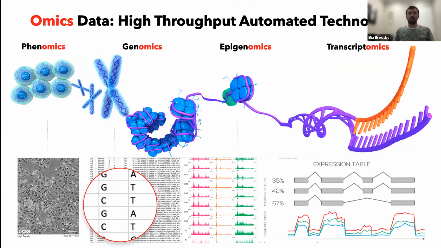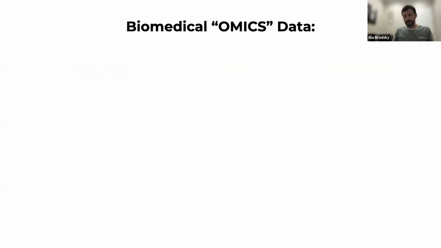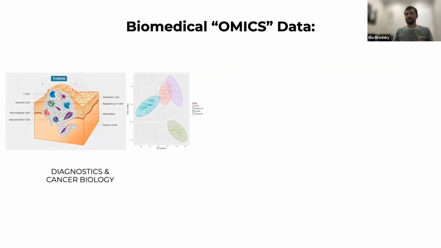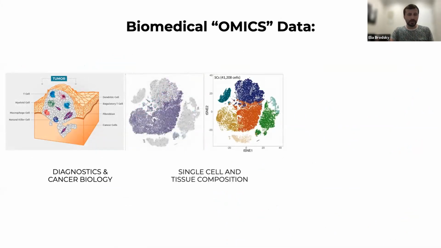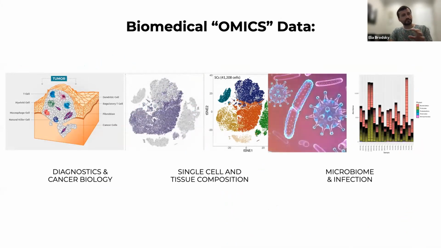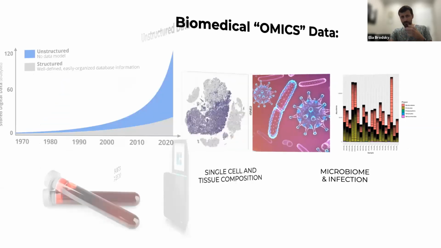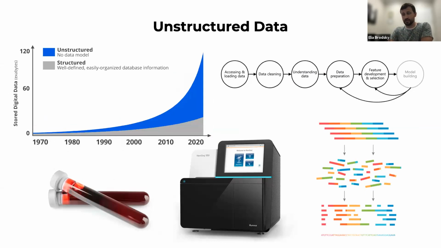And so when we talk about biomedical omics data, we talk about different examples with diagnostics for cancer biology, basic biology, where we try to understand single cell and tissue composition, or even looking at the impact of different variations at the microbiome, and for example, immunity to infection. Now, what characterizes all of these examples is the availability of unstructured data.